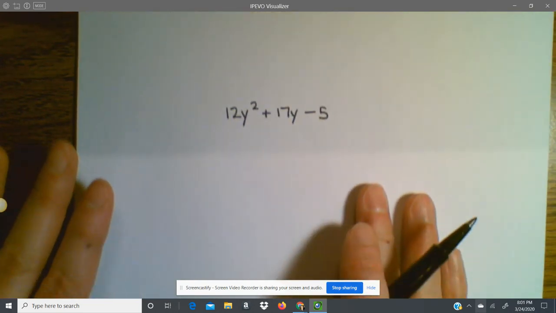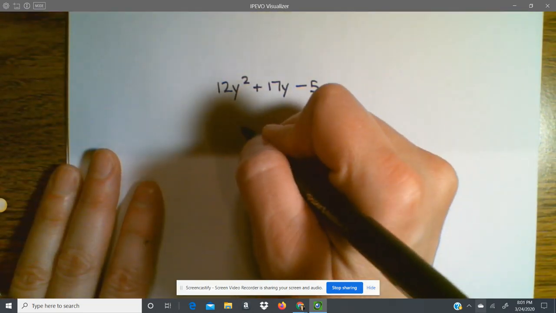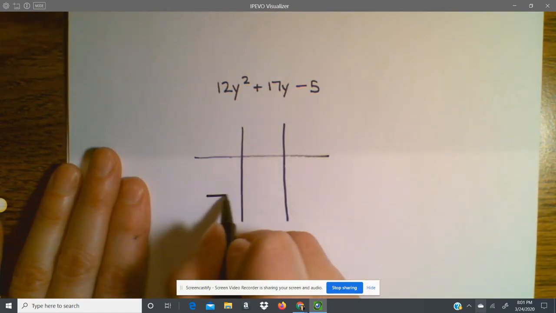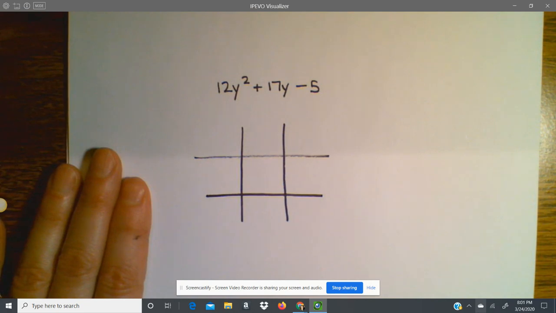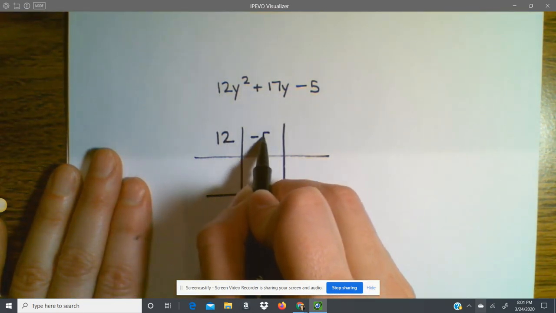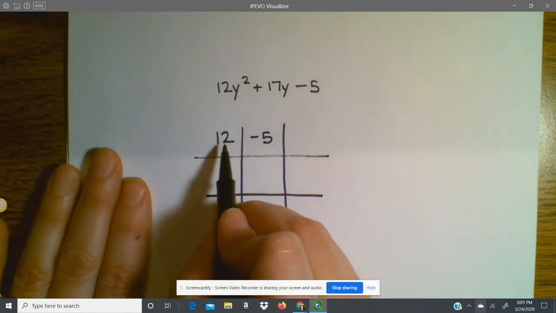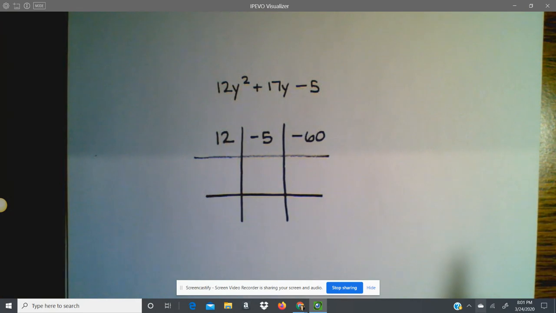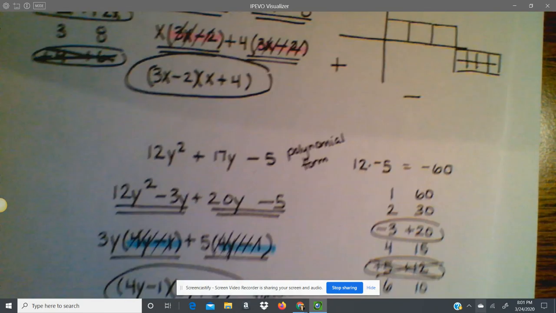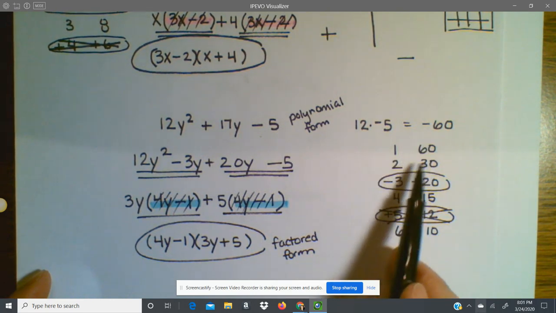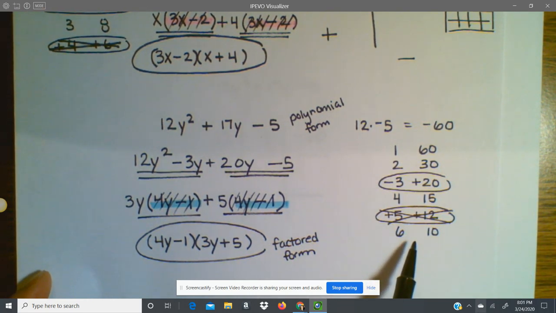Let's just do one more example. I won't draw the blocks for this one. I'll draw my tic-tac-toe, and it's a combination of the 12 and the negative 5, and 12 times negative 5 is negative 60. So once again, that's how we started the grouping one. We took 12 times negative 5 and we listed our factor pairs of 60.